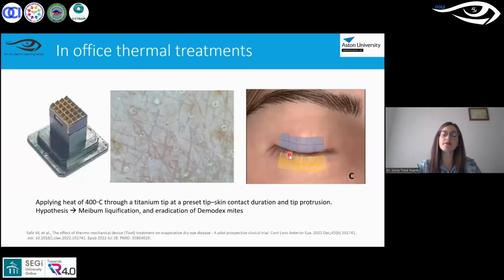So this is a Tixel study. What we have in here, this bit, it heats up very, very warm, up to 400 degrees. And then in contact with the skin, it does sort of microablations. And that ablation sort of tightens the skin. That's used for skin rejuvenation. But if we do it around the lids, it's thought that the heat, obviously not going to be 400, it's bringing that down to hundreds, that the meibum will liquefy a bit more and actually eradicate some of the demodex mites. Again, there are some studies being done on this to understand its efficacy.